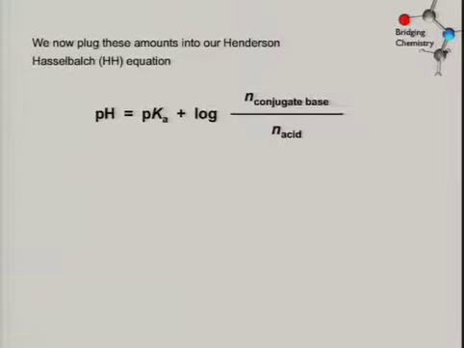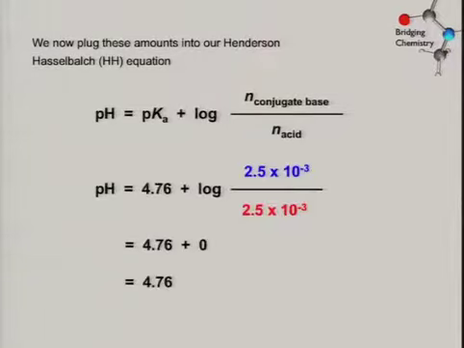So the pH is equal to the pKa, which you were given in the question, 4.76, plus the log of the amount of conjugate base over the amount of acid. And so that's going to look like this for this particular problem. The pH will be equal to 4.76 plus the log of 2.5 times 10 to the negative 3 divided by 2.5 times 10 to the negative 3, because those concentrations are the same.